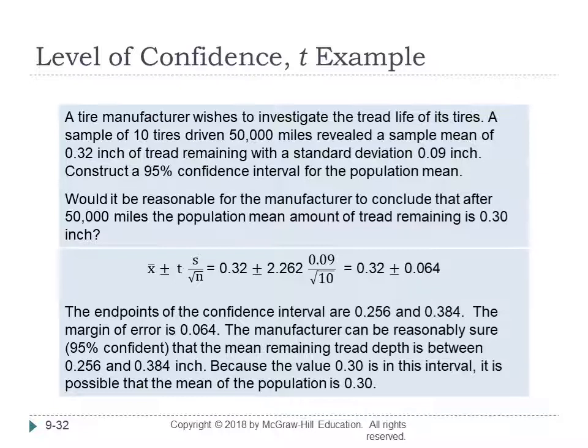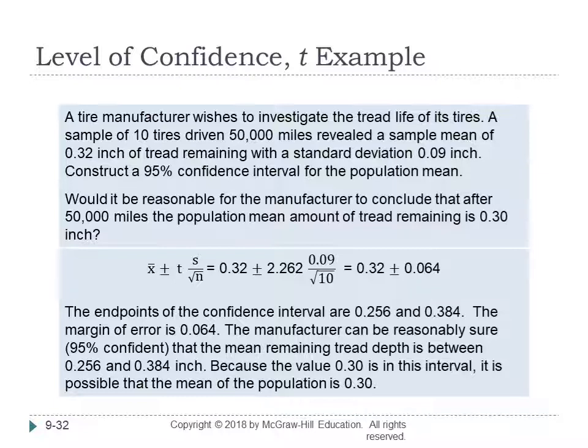The manufacturers can be reasonably sure, 95% confident, that the mean remaining tread depth is between those two numbers. And that's why we constructed the interval, and it is a 95% confidence interval. Then we can be 95% confident that the mean will fall within these two numbers, between 0.256 and 0.384.